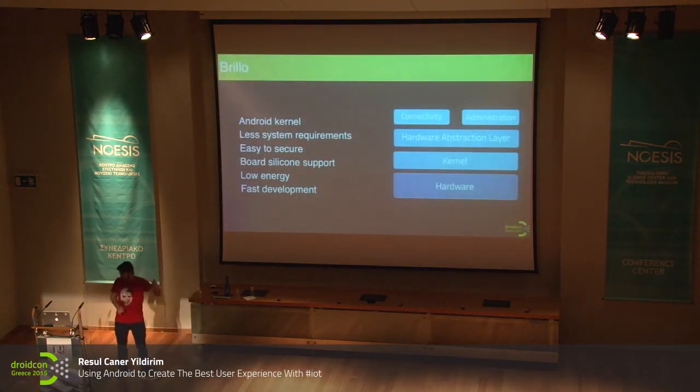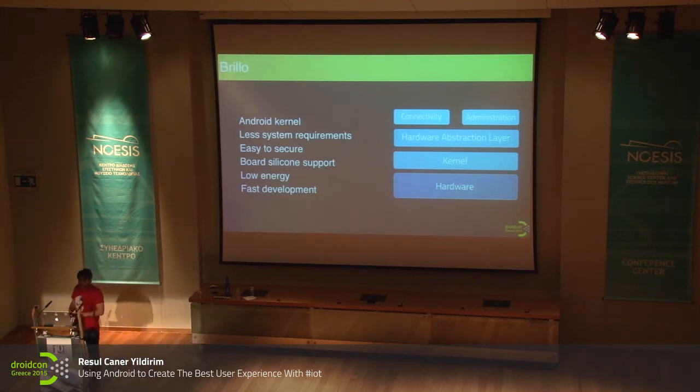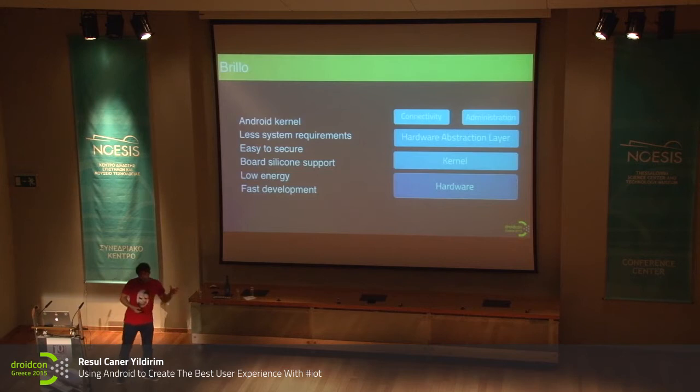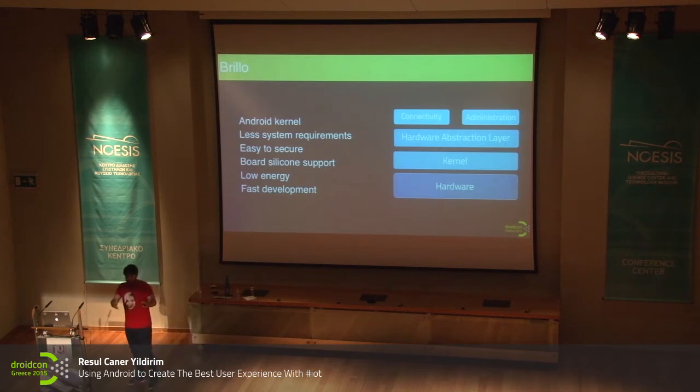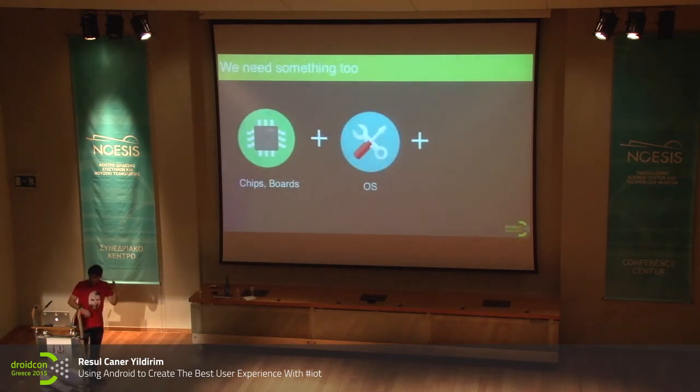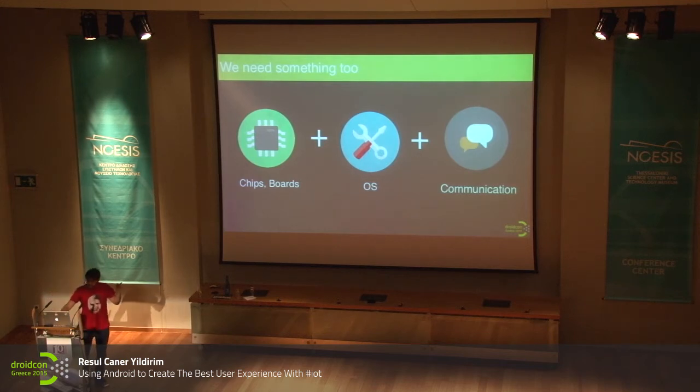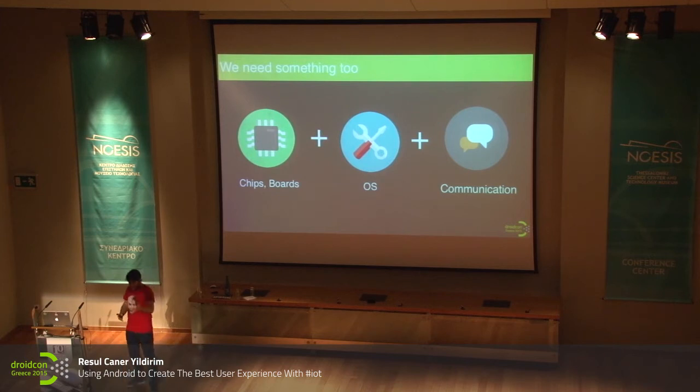It uses Android's kernel. So it requires fewer system resources and it's pretty easy to secure. So with Brillo, Android has board silicon support, also low energy and a fast development process. You know, development takes time, especially if you are new to development. So fast development is a pretty good advantage to release an operating system. Also, we need communication because these devices have to report themselves, also to humans.